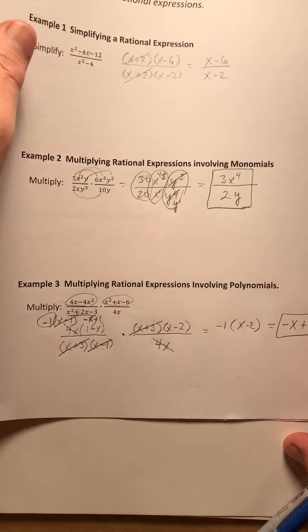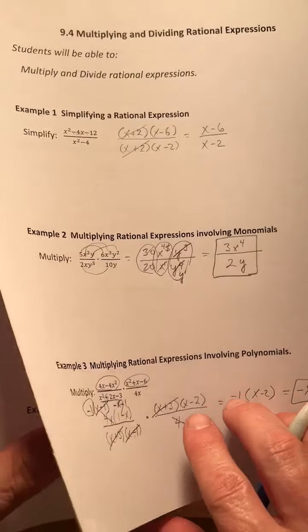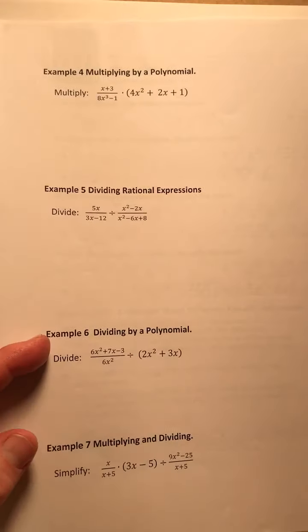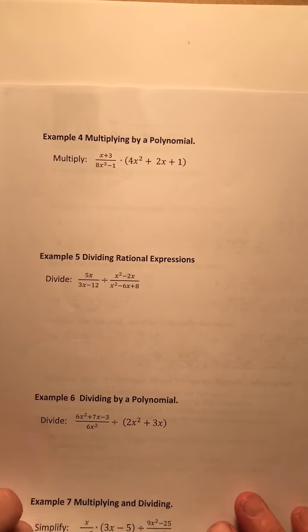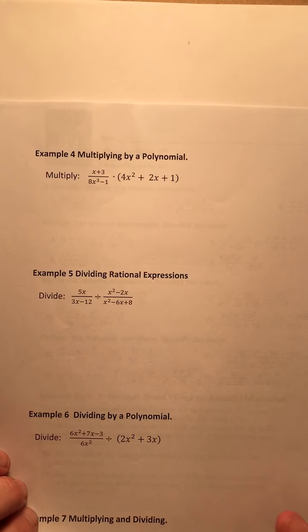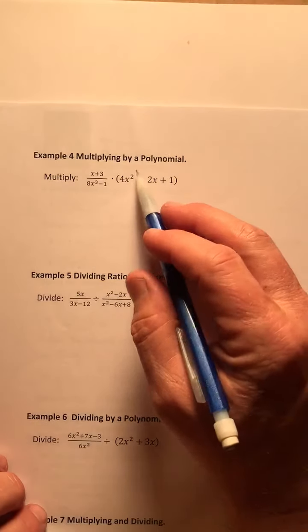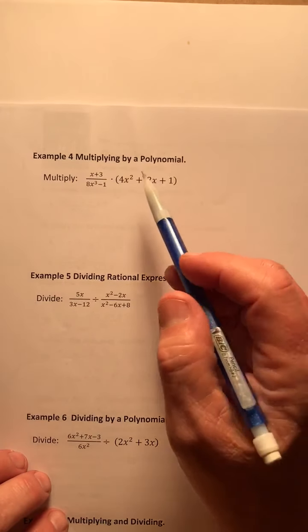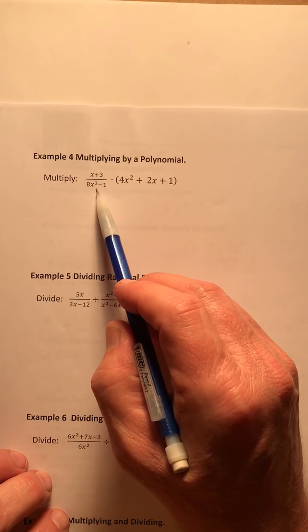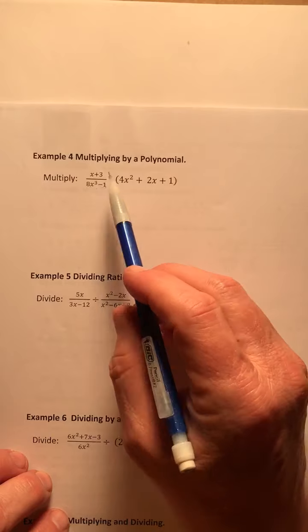All right. So again, if you're good at factoring, this is going to be pretty easy. As long as you're good at factoring. All right, next we have multiplying by a polynomial. This one might be a little harder, especially if you don't know your difference of two cubes. There's our difference of two cubes formula.